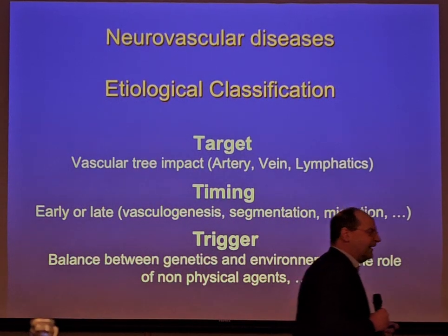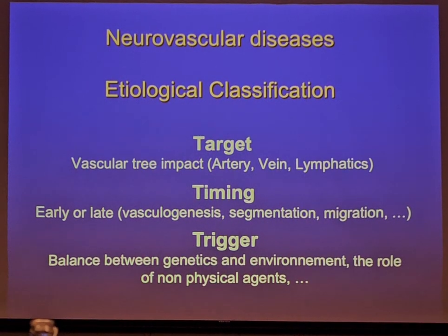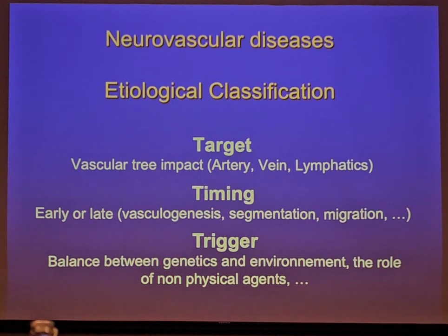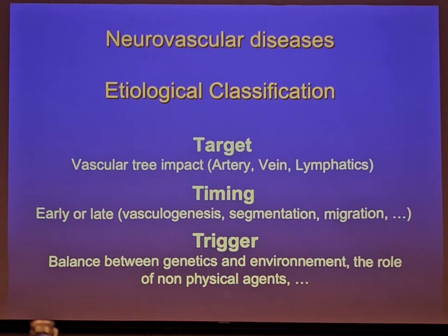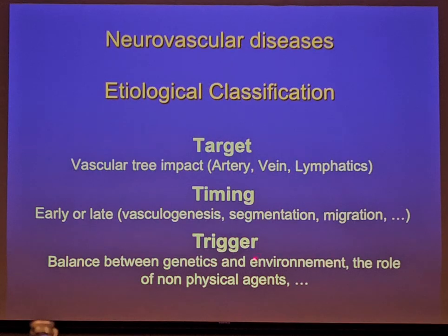The first pillar is which structure is actually being targeted, i.e., is it an artery, is it a vein, or is it a lymph vessel? When is the target hit? Is it very early or is it later? And what is the nature of the triggering event that hit the target? And this will help us to now make a classification that is based on these three pillars or tiers.